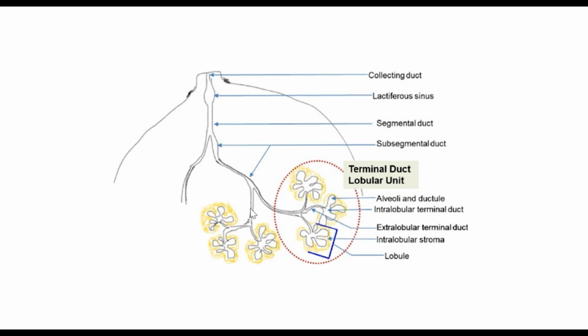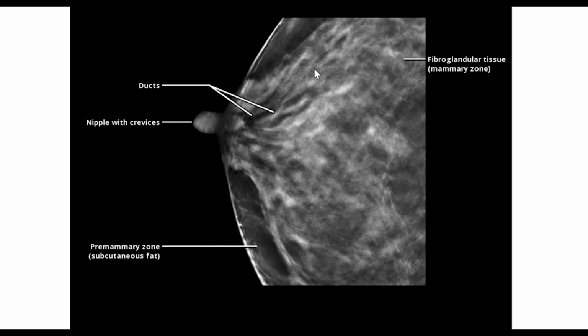Now, it was very important to understand this basic architecture of the breast because different pathologies affect this normal architecture. We also need to know how this normal architecture appears on different imaging modalities. This is a mammographic image showing the zonal anatomy of the breast. The breast is divided into three zones: pre-mammary zone, mammary zone, and retromammary zone.